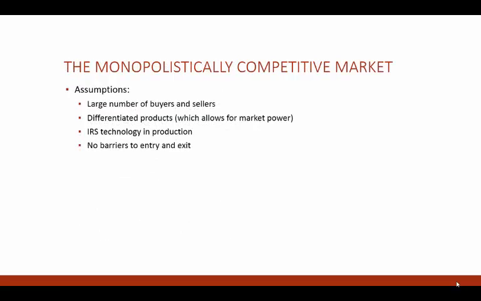Now that we understand monopoly behavior, we should be in a good position to understand how a firm behaves under monopolistic competition. The assumptions of a monopolistically competitive market are that there are a large number of market players, products are differentiated, there are no barriers to entry or exit, and we have increasing returns to scale technology. This last assumption simply means that doubling of inputs leads to more than double output in production.